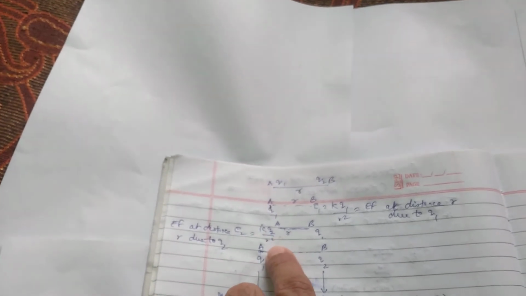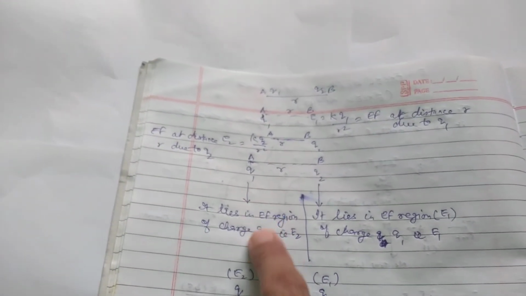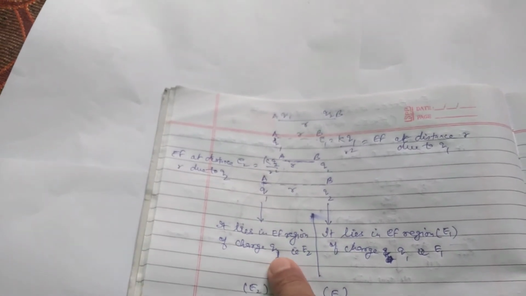Similarly, let us say I have a charge q2 and A lies at distance r. So electric field due to q2 at distance r is equal to kq2 upon r square. So it means that this A point is having an electric field due to q2 and B point having an electric field due to q1. So therefore I can say q1 is lying in the electric field region of charge q2.